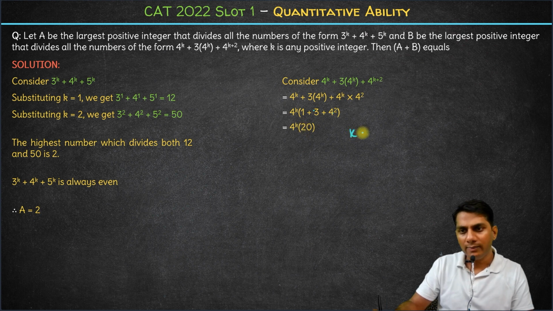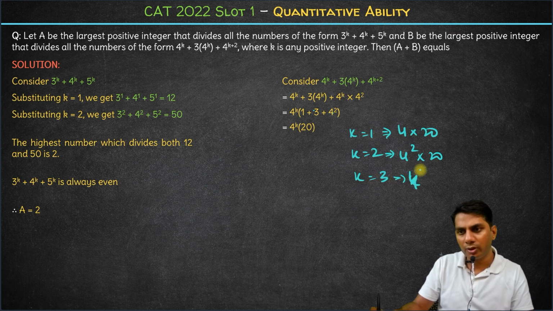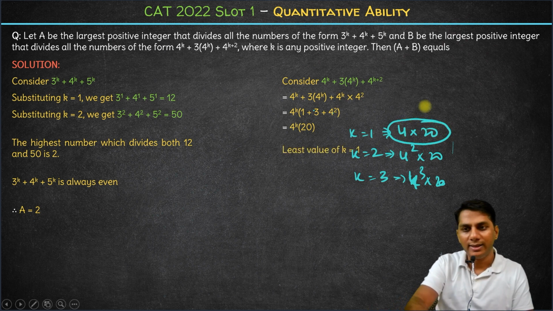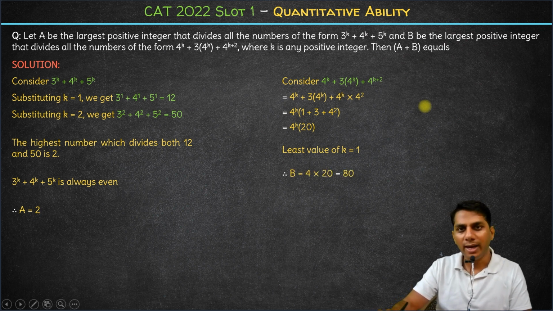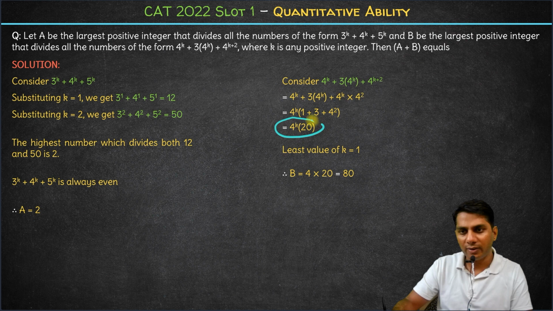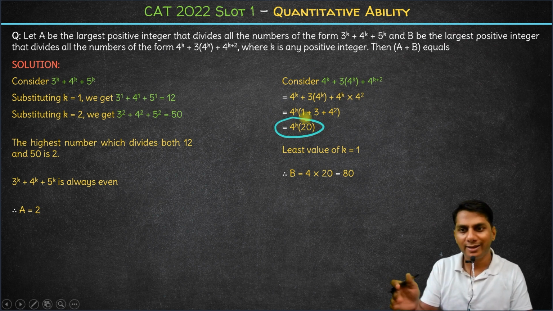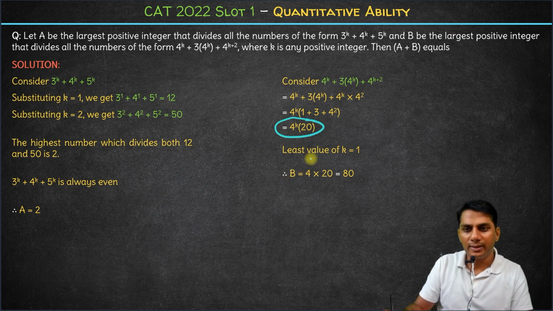Now if k is equal to 1, this number becomes 4 into 20. If k is equal to 2, this number becomes 4 square into 20. If k is equal to 3, this number becomes 4 cube into 20, and so on. So the factor of 20 is common in all these terms, and the least power of 4 apart from 20 will be 1. So this number is always divisible by 4 to the power 1 into 20, which is 80. Right? Any number of this form will always be divisible by 80 if k is greater than or equal to 1. So the value of b comes out to be 80 here.